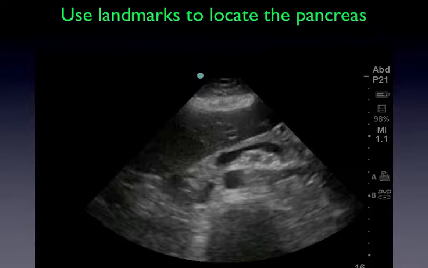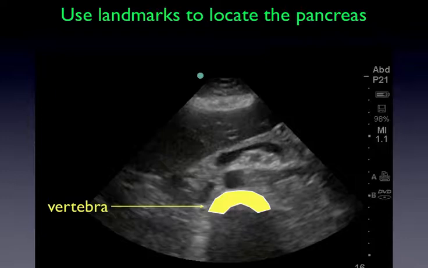Now over here is really a more perfect view, kind of a textbook view, where you see the splenic vein as one solid vein. So let's go through the structures here, and then we can use this to help locate the pancreas. So over here is what?